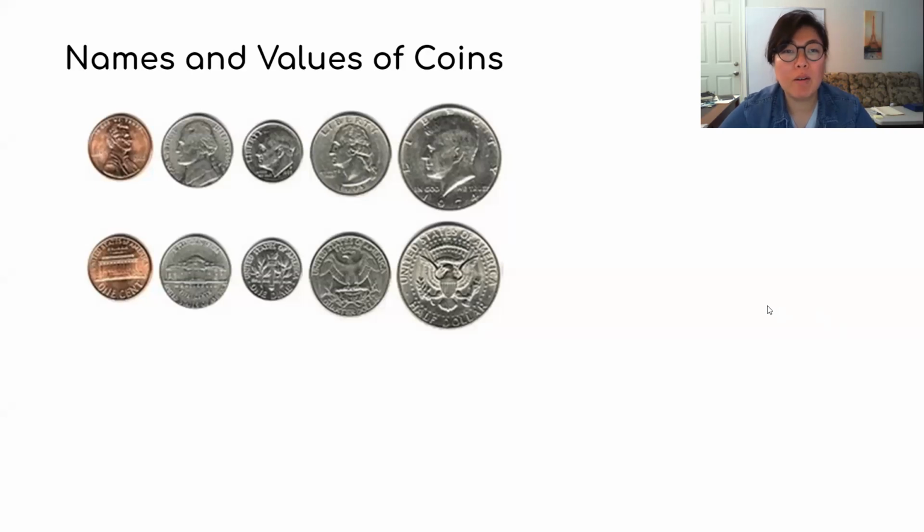So we've been learning about coins, and coins are very important because this is how we buy things in the United States of America. And so we have penny, nickel, dime, quarter, and now we're going to go over half dollar and $1 coins, okay? And keep in mind we have to not only know the names of the coins, but also the value, or what it is worth, okay?